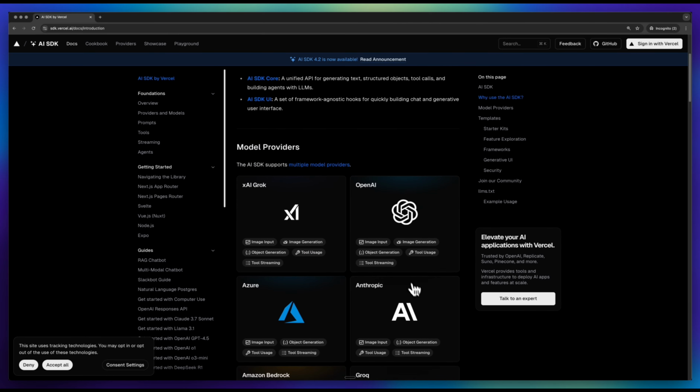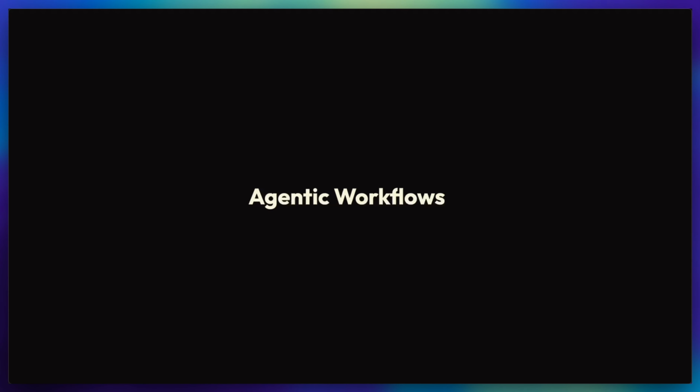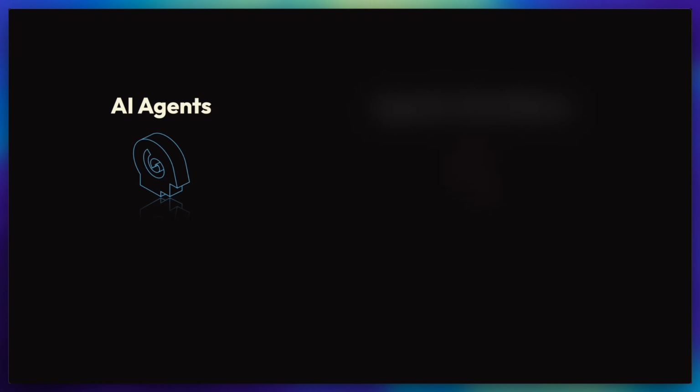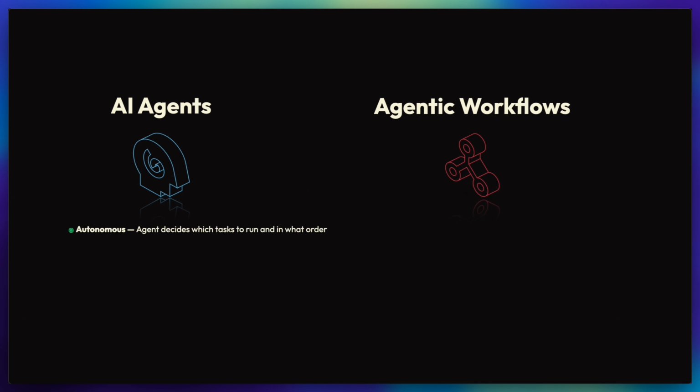Now, before we jump in, there are 2 terms you really need to understand: AI agents and agentic workflows. You'll hear this thrown around a lot, sometimes even interchangeably, but they actually mean 2 different things. So let's break them down properly. First, let's talk about the autonomy. AI agents are autonomous. That means that you can give them a goal and they figure out what to do and in what order. They decide which tools to use and which actions to take. They are dynamic and flexible.